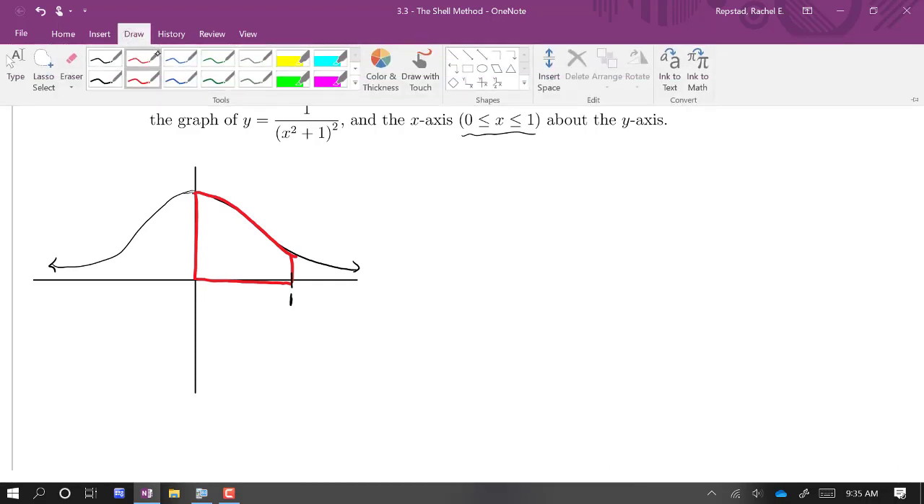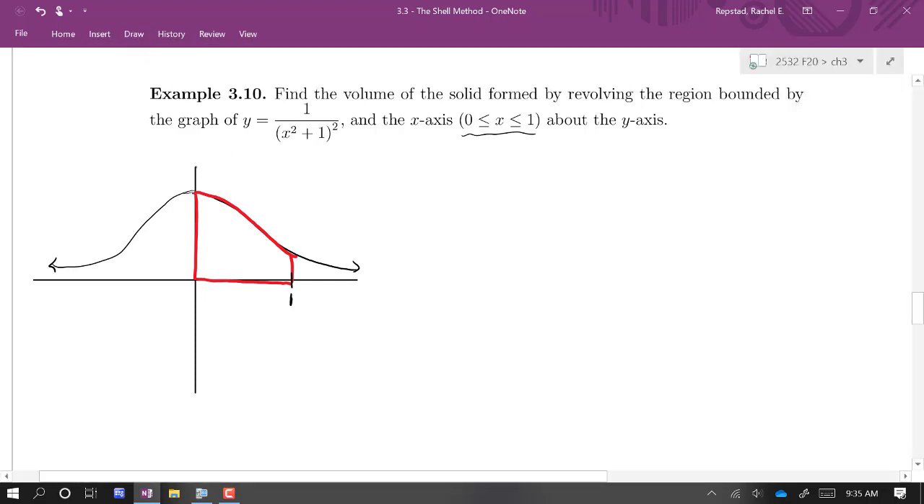We're revolving about the y-axis, so if we're going to get a shell, we're going to have to use vertical rectangles. It has to be parallel to the axis of revolution. So here's our sample rectangle, which has a delta x width. The height of the shell is the length of that rectangle, and that's going to be just the function 1 over the square of x squared plus 1.